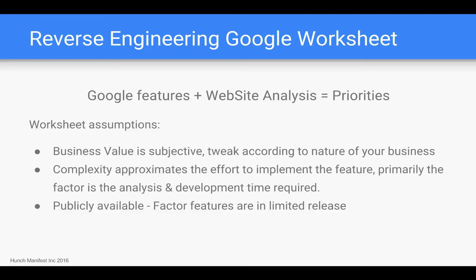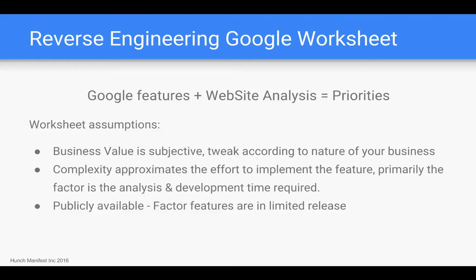So the worksheet has some assumptions. So basically, we're taking the Google features. You're going to have to do a bit of analysis based on the website, and we can come up with some priorities. The worksheet assumes that the business value, of course, is subjective. So we have a high, medium, low, but for the most part, they're fairly representative, and you can tweak them according to the nature of the business. A complexity approximates the effort it is required to implement the feature. So primarily, we're talking about development time.